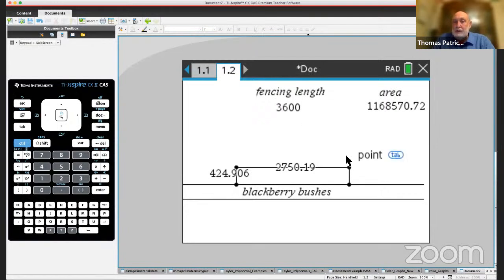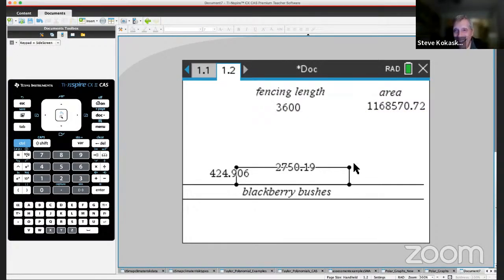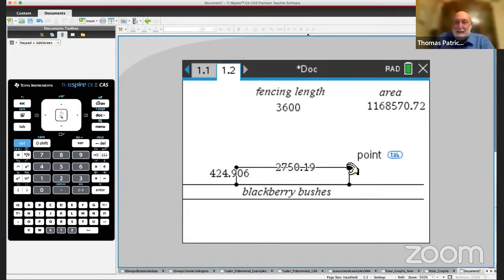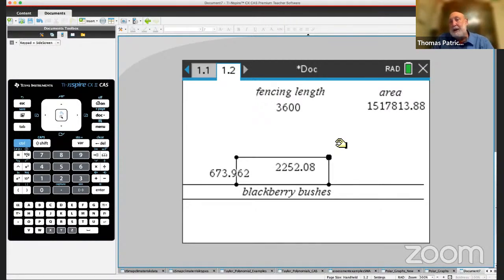So what I could do is move that point. Well, excuse me, this is like I'm double selecting or something. So let me try that again. So let's see. It moved there for once, didn't it? There we go. That's cool. Now here, I think I got a bigger area. And let's see, can I get it bigger? Oh yeah, this is nice.